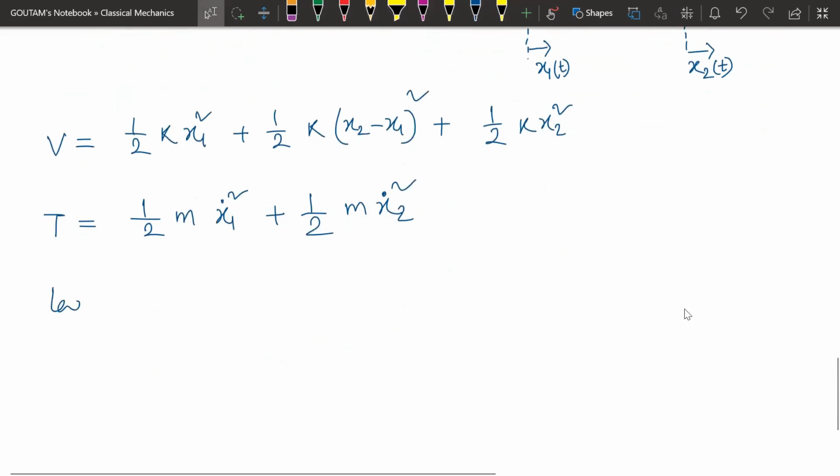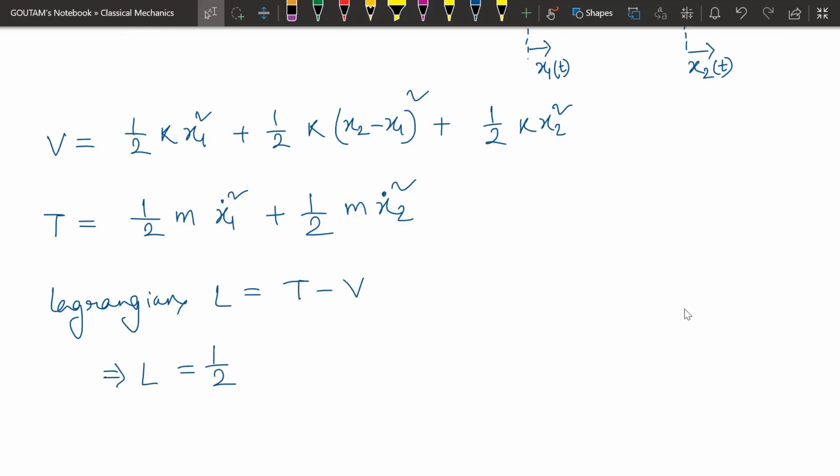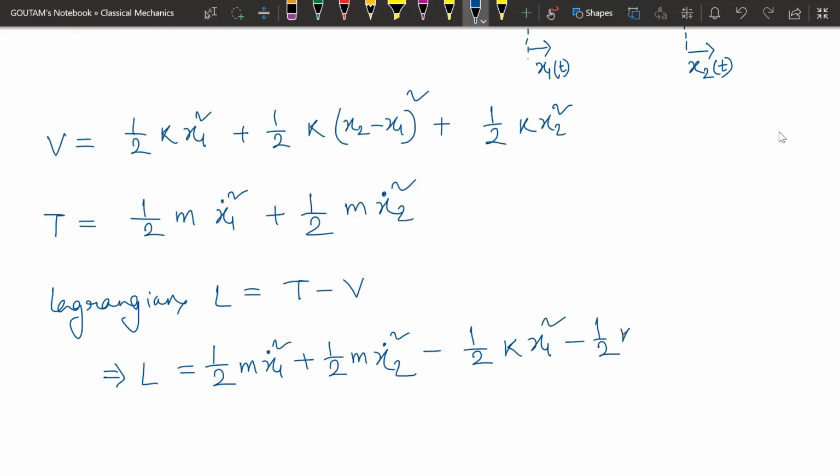So in that case, the Lagrangian L is T minus V, which implies this Lagrangian will be half m x1 dot² plus half m x2 dot² minus half k x1² minus half k (x2 − x1)² minus half k x2². So this is the required Lagrangian.